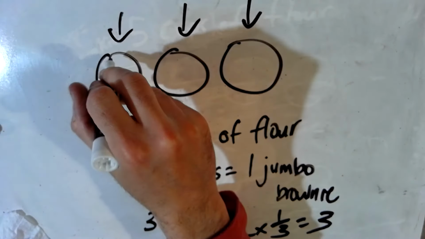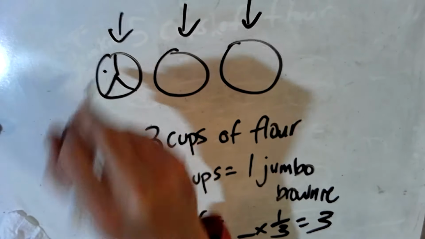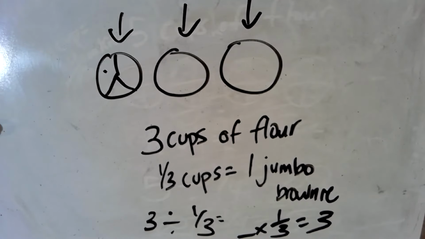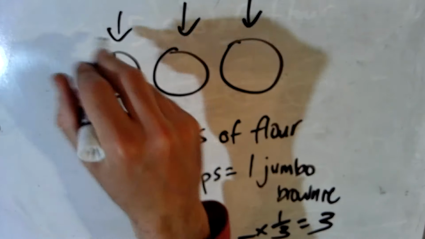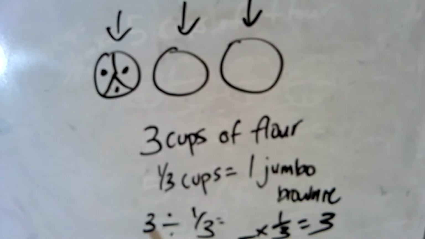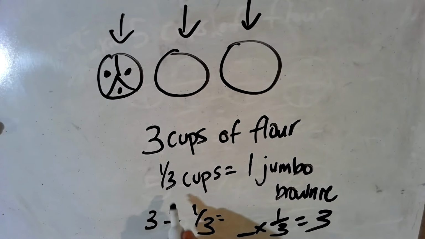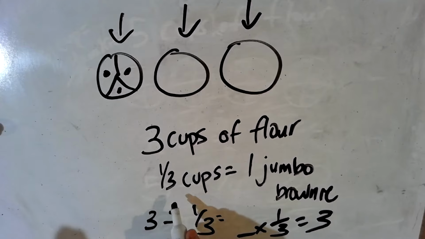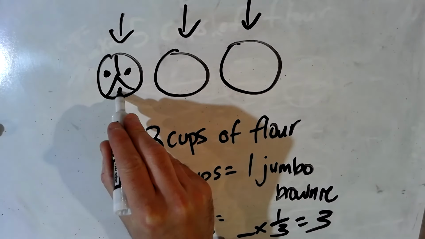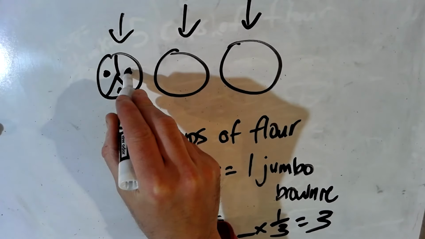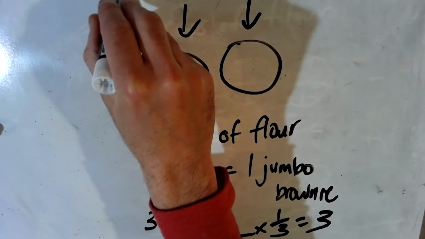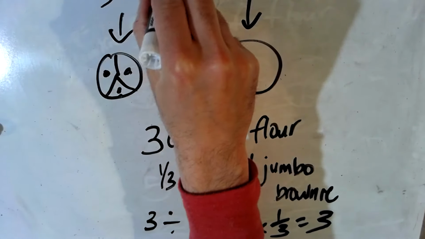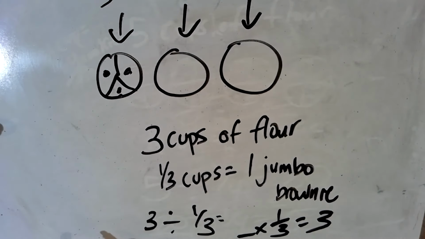Let's take every cup and divide it into thirds because every 1/3 of the cup gives you a brownie. One brownie, another brownie, another brownie. For every cup, you can make 3 brownies because 1/3 of the cup is one brownie. Another third of the cup is another brownie. Another third of the cup is another brownie. So in 1 cup, you can get 3 brownies.